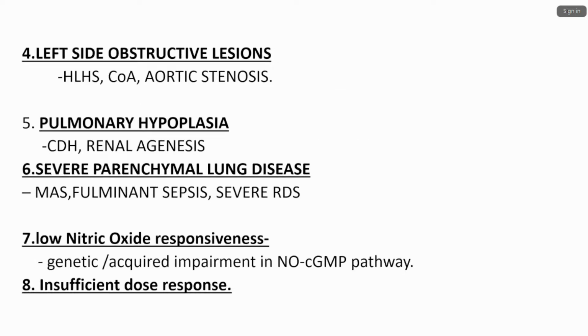And the other causes can be left-sided obstructive lesions like aortic stenosis, hypoplastic left heart syndrome. If there is a CDH or renal agenesis, that will lead to pulmonary hypoplasia, or if there is severe parenchymal lung disease, severe meconium aspiration syndrome, fulminant sepsis, severe RDS, or sometimes a genetic or acquired impairment, like already discussed, there are different pathways for vasodilators: cGMP, cAMP, nitric oxide. If there is impairment in that, the iNO won't work. And last is insufficient dose response.